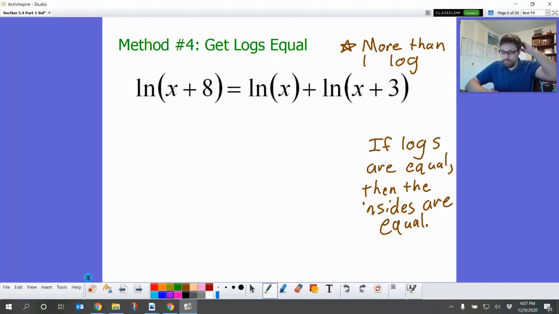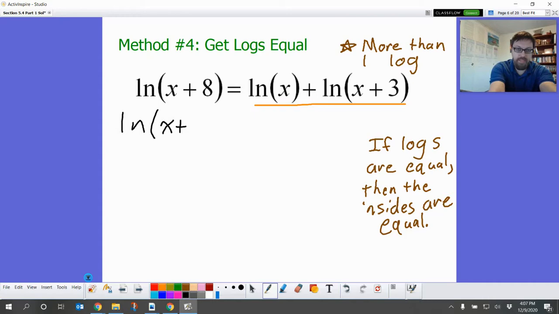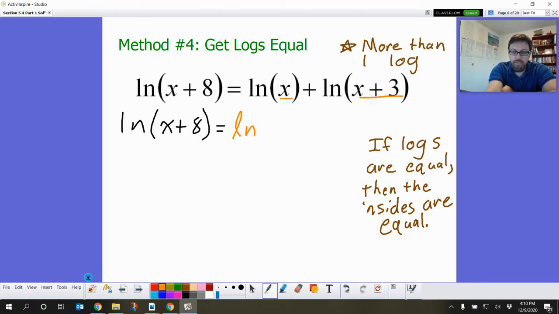So let's do it. I see 2 logarithms over here, though. I can put those together. If I've got 2 logarithms being added, I can multiply their insides together. So I get the ln of x plus 8. That's going to equal the other 2 being multiplied together. So I'll have just a single logarithm, ln, and I want to multiply these 2 insides together.